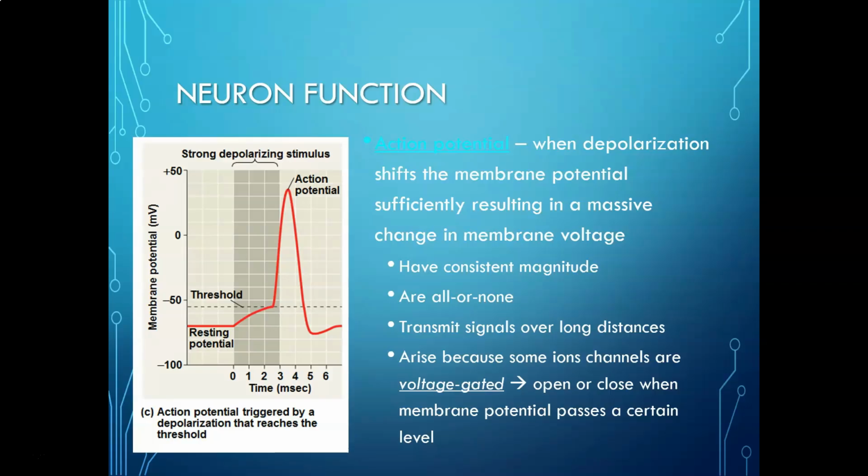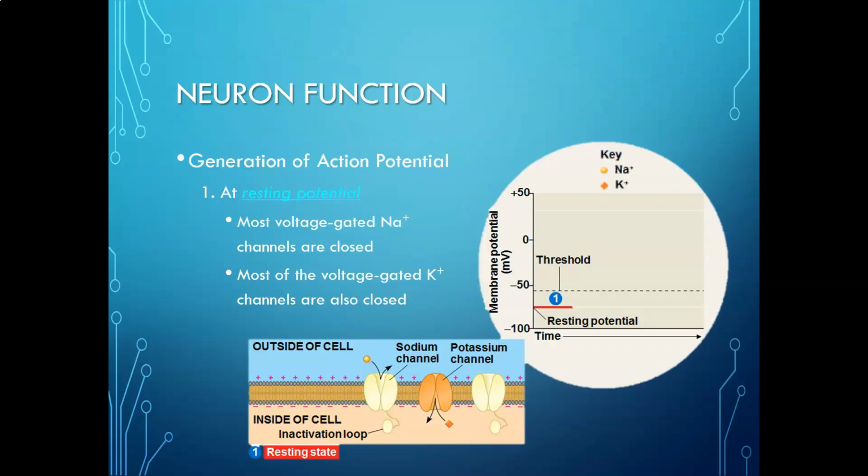The interesting thing about action potentials then is that they transmit signals over long distances. So these are going to work across the axon itself. And this all happens by changing those ion channels. Those ion channels are what we call voltage gated, meaning they open or close when that membrane potential changes to a certain level. In other words, we've hit that threshold. So let's talk about how this actually works step by step.